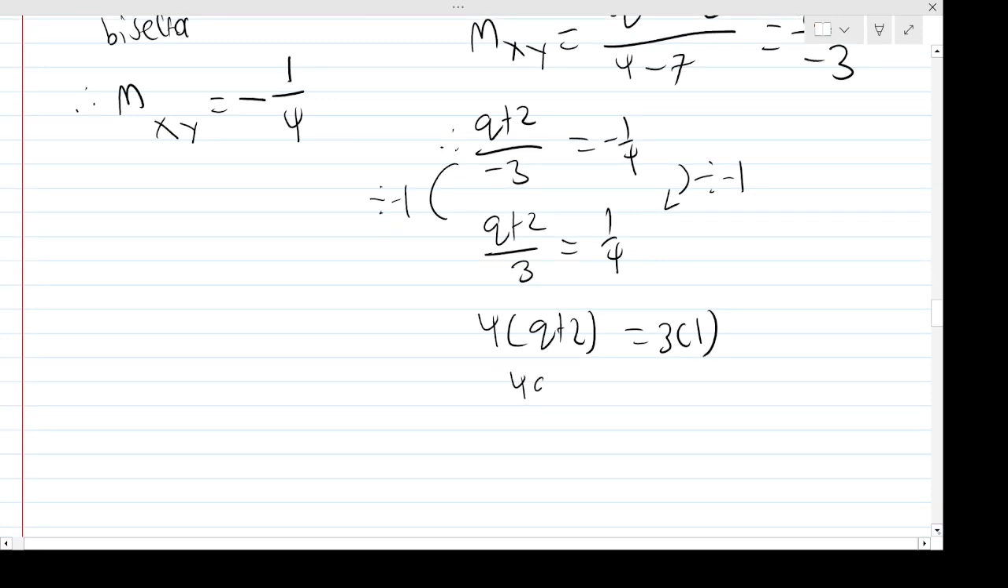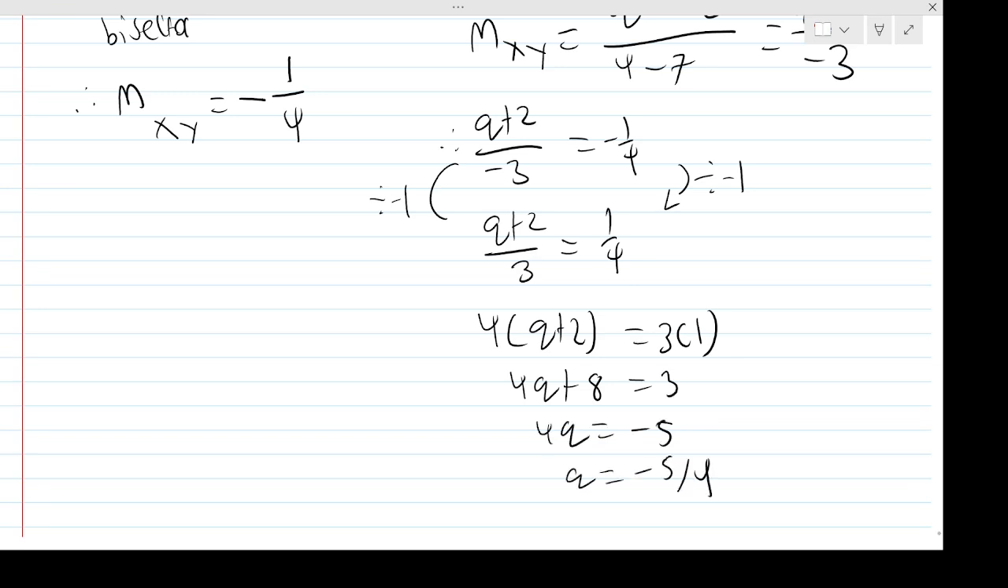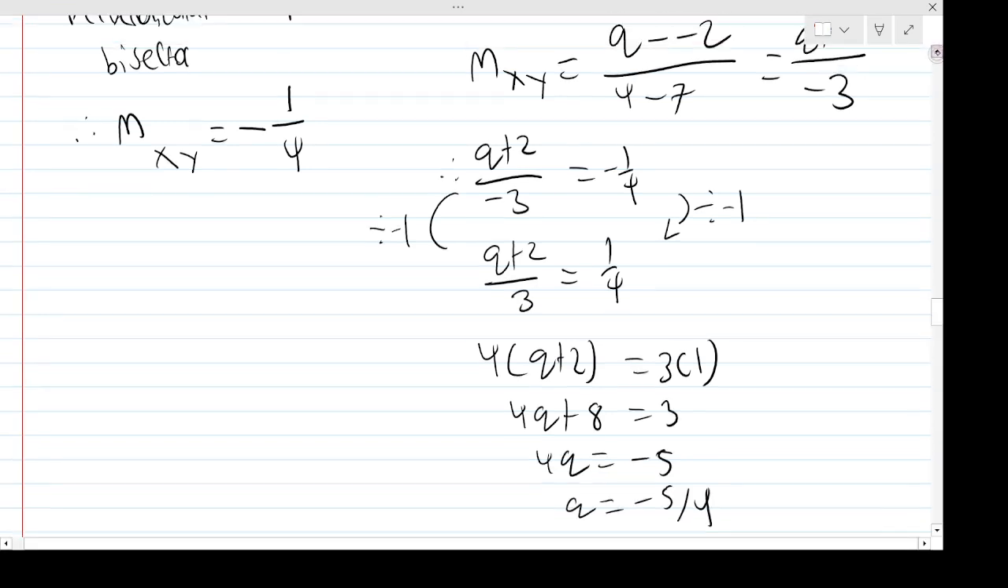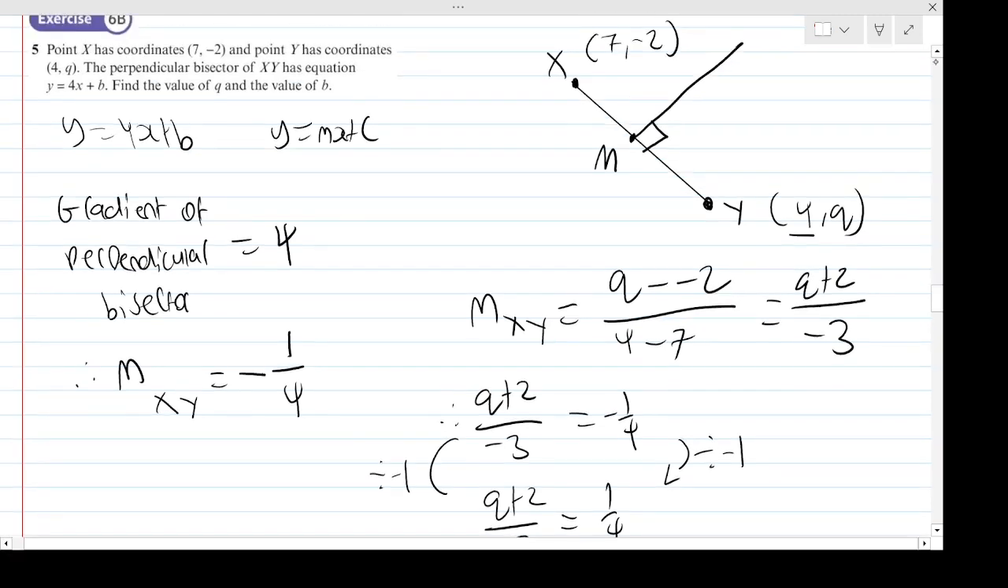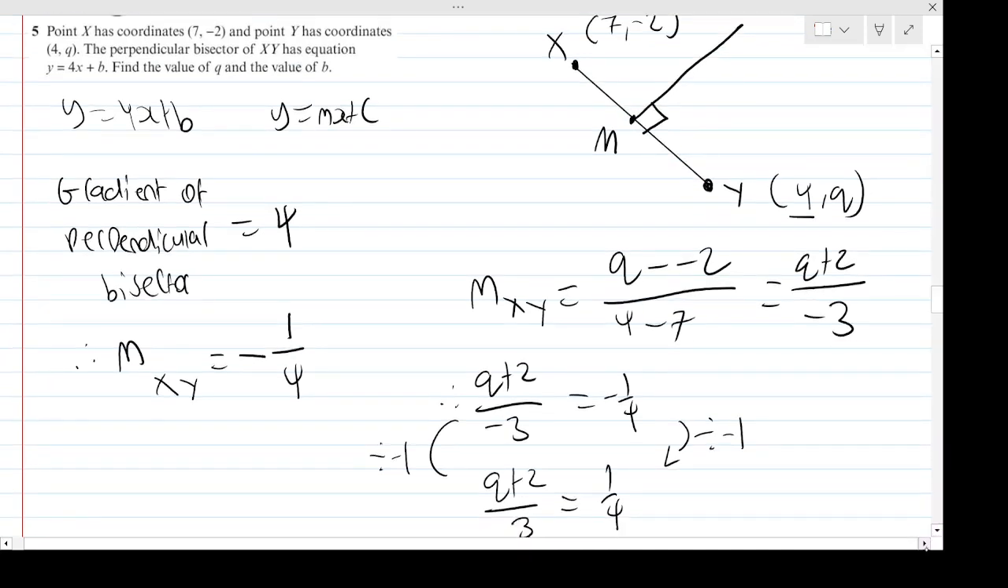Therefore, we can expand the brackets to 4q plus 8 is equal to 3. Therefore, 4q is minus 5. Then q is minus 5 over 4. Cool. So now we've got q. That's great. Now we need to find b. Now b is here. It's in this line here. But again, if I'm going to find a missing value in here, I need to substitute a point into this line here. And remember, this line is the bisector, okay?